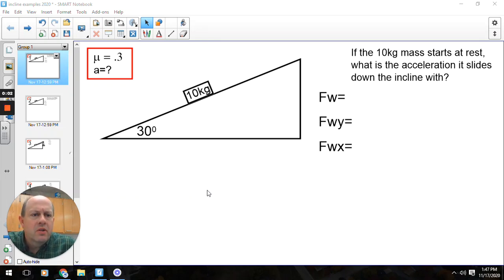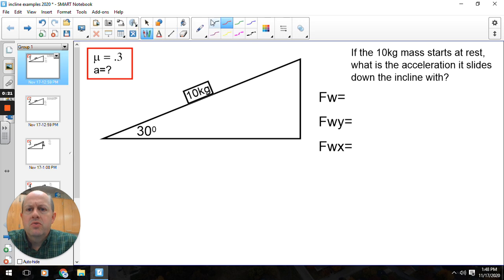Today we're going to talk a little bit about inclined planes. So let's go ahead and jump into the examples here. The first one, we have a 10 kilogram block. It's going to slide down the plane, and we want to know what acceleration it's going to slide down that inclined plane with. So first things first, we need to draw in our force diagram forces.